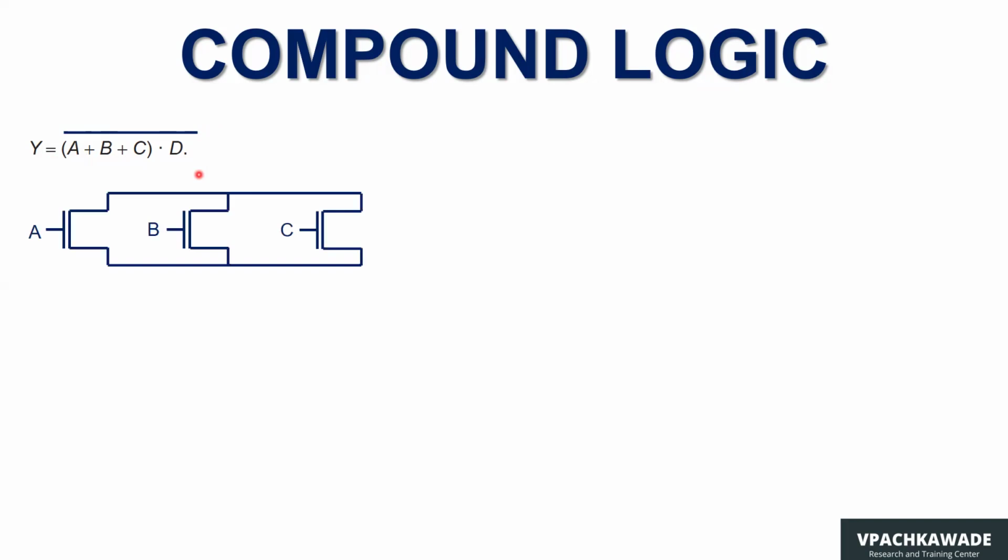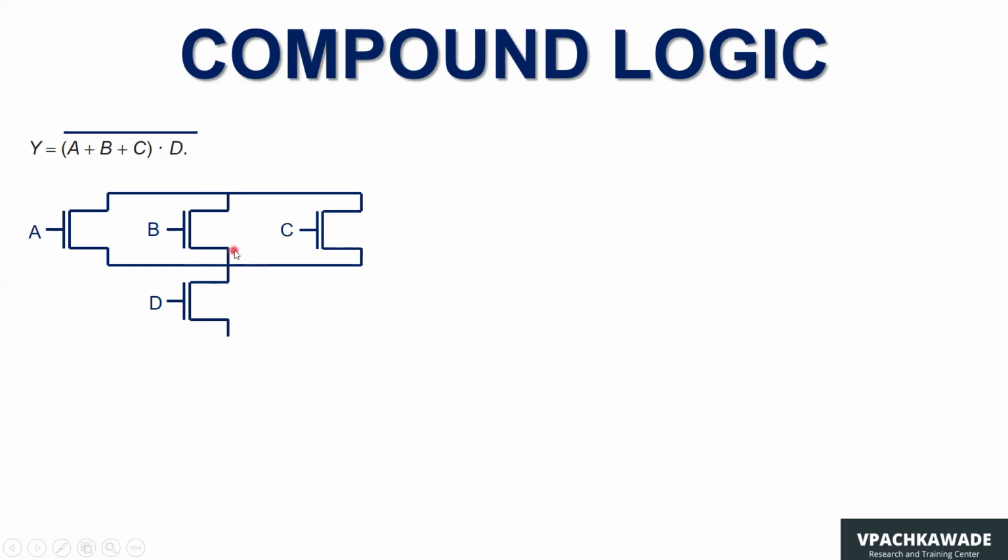To move forward, we want to implement the expression A or B or C. OR means the NMOS transistors are in parallel to each other. So that's three inputs, A, B, C, and the NMOS are parallel. Now you have the AND operation with D. So with this term, you are ANDing D. Therefore, you have this fourth transistor, whose input is D, in series with the above.